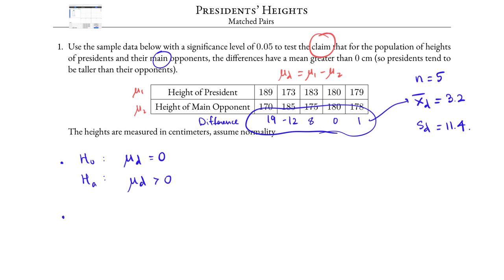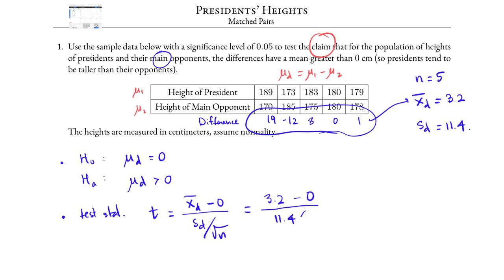The next step is to compute the test statistic. The test statistic when the standard deviation of the population is not given is t. T is x sub d bar minus 0 divided by s sub d divided by the square root of n. X sub d bar is 3.2. The null value is 0, which comes from the null hypothesis, divided by the standard deviation of the difference, 11.4, divided by the square root of n, which is 5. Put this in a calculator, we will get 0.628, and this is the test statistic.